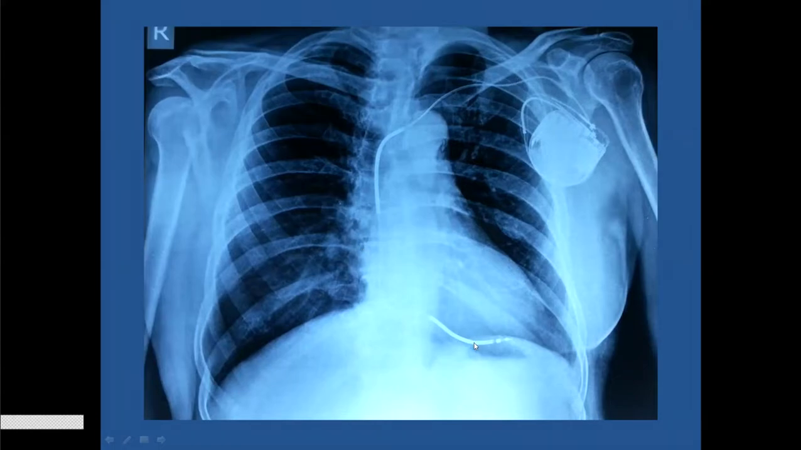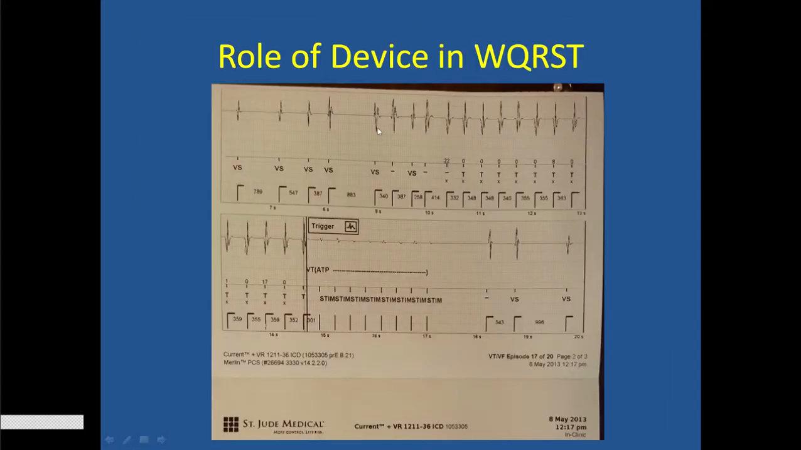This is how an ICD looks. There's a high voltage coil here. There's a dual coil ICD, likely to be a Medtronic one. And then this is another case showing how the ICD helps: the device immediately detects a VT and gives ATP.